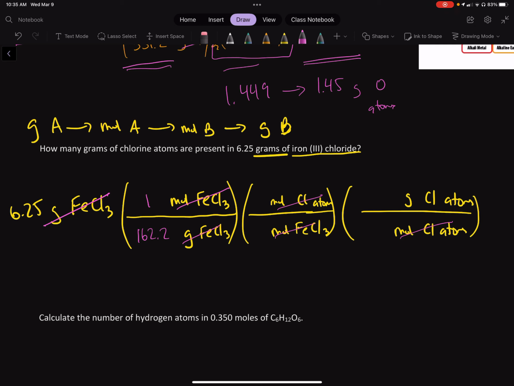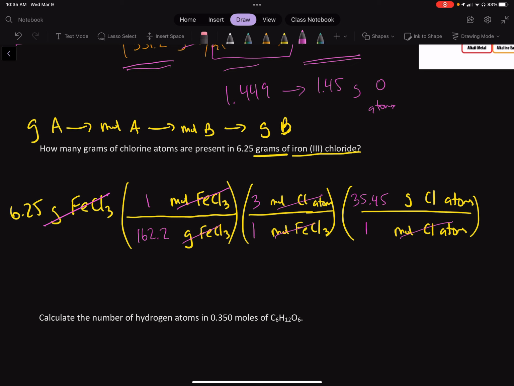And then next conversion, the mole to mole ratio. For every 1 iron 3 chloride, there are 3 chlorine atoms. And then the last one, the molar mass of chlorine, which we just saw on the periodic table, is 35.45. So it's 35.45 grams of chlorine per 1 mole of chlorine.